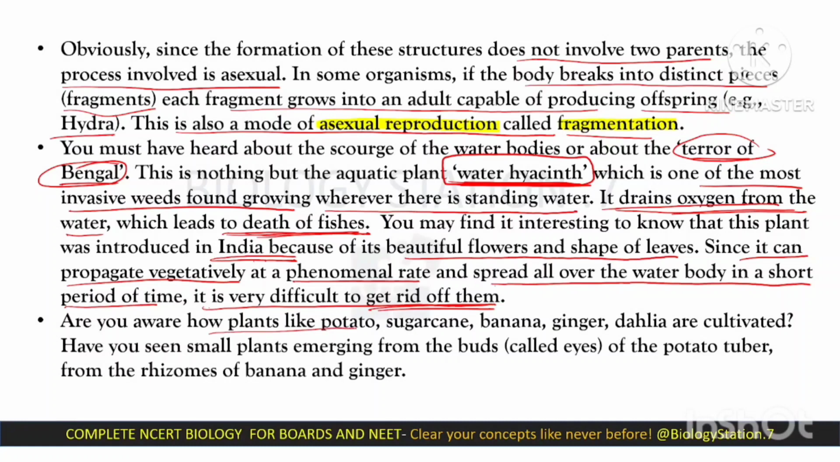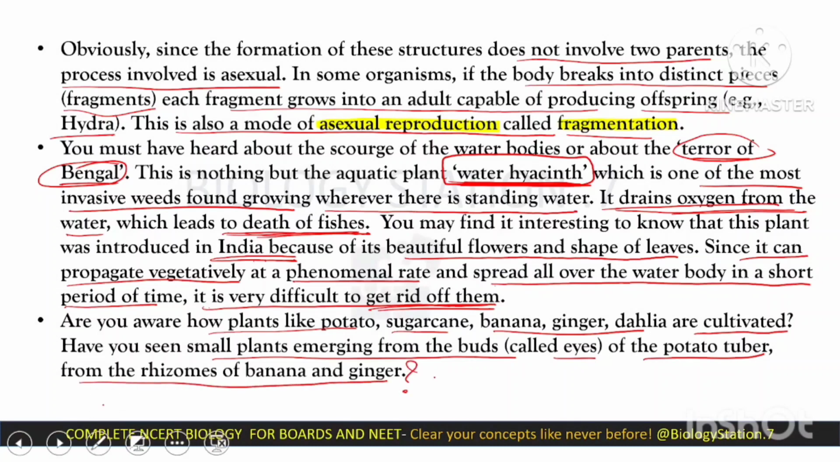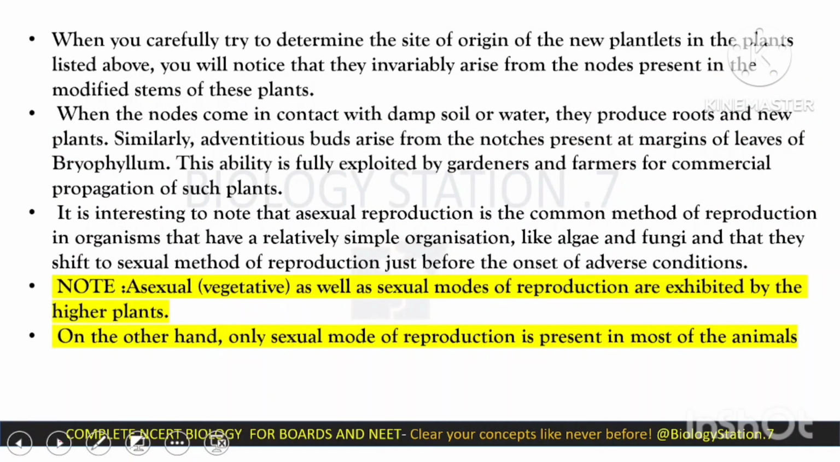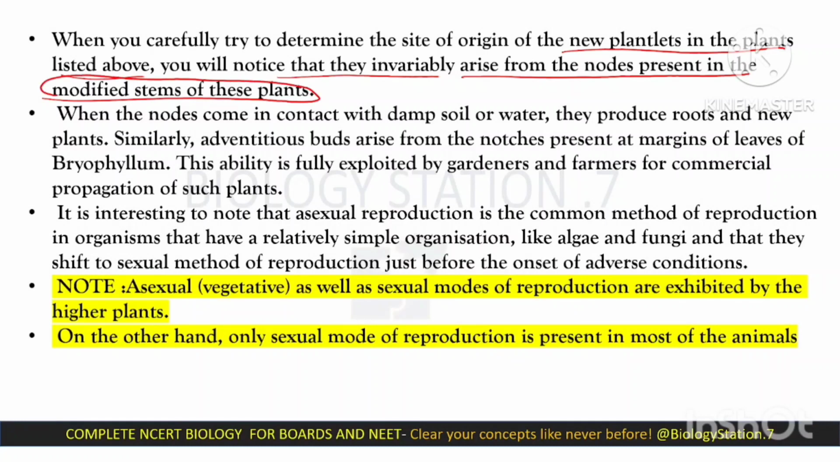Are you aware how plants like potato, sugarcane, banana, ginger, dahlia are cultivated? Have you seen small plants emerging from the buds called the eyes of the potato tuber, from the rhizomes of banana and ginger? Yes, we have already seen the examples of these plants. When you carefully try to determine the sites of origin of the new plantlets in the plants listed above, you will notice that they invariably arise from the nodes present in the modified stems of these plants. When the nodes come in contact with damp soil or water, they produce roots and new plants.